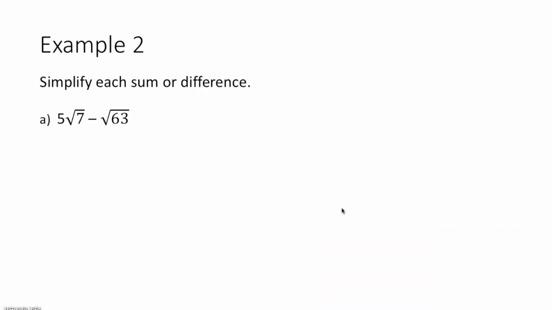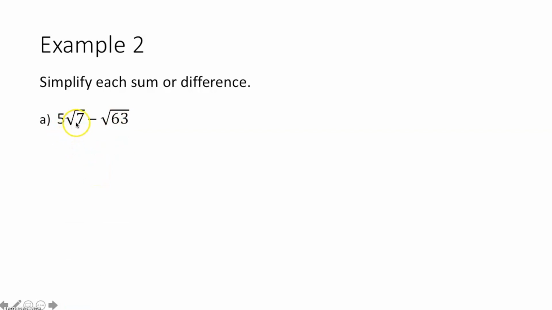Okay, example 2, doing the same thing. So first, do we have like radicals? No, we do not. But can we simplify them? Well, rad 7, no, 7 is a prime number, so there's no perfect square that goes into that. What about 63? Yeah, there's a perfect square that goes into 63, right? 9. So let's go ahead and break these up.